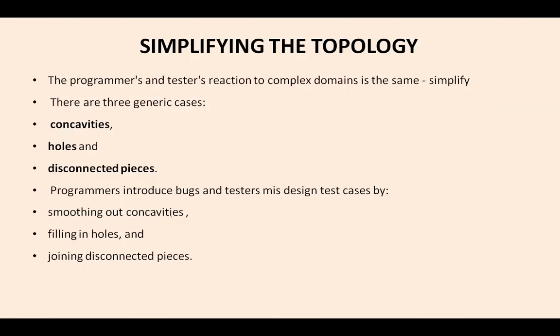Okay. So how can we simplify that particular topology? How can we remove these things? Now we are going to see. The programmers' and testers' reaction to this kind of complex or ugly domain is the same: simplifying them. So there are normally three generic cases: concavities, holes, and disconnected pieces. Programmers introduce bugs and testers misdesign test cases because of these, and normally they can be removed by smoothing out concavities, filling the holes, and joining disconnected pieces.